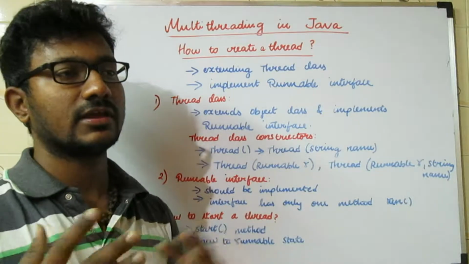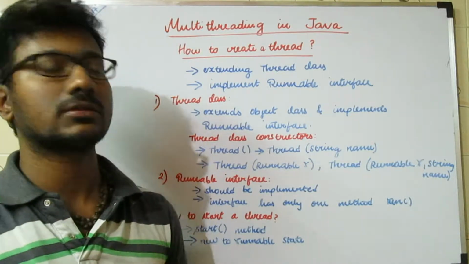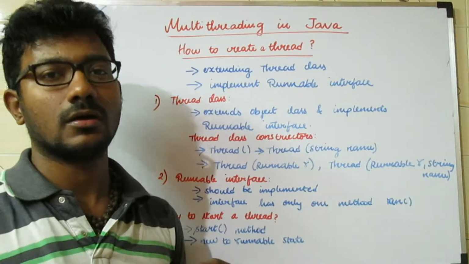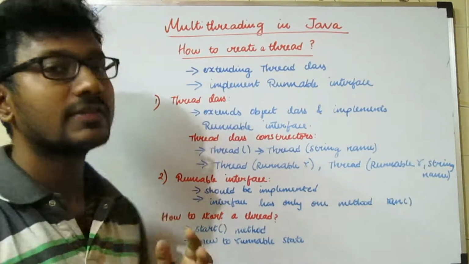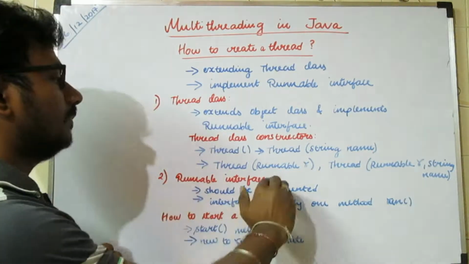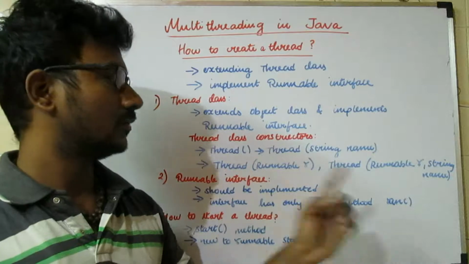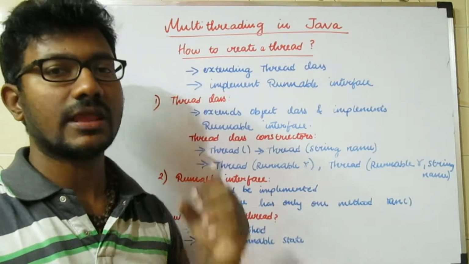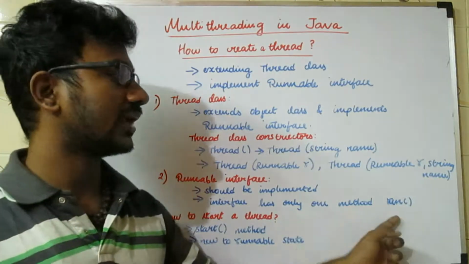Suppose you are creating some class, you need to implement this Runnable interface for making it eligible for multi-threading. We will see about that in the later part of the video. The Runnable interface has only one abstract method called run. So any class that implements the Runnable interface needs to override this run method.